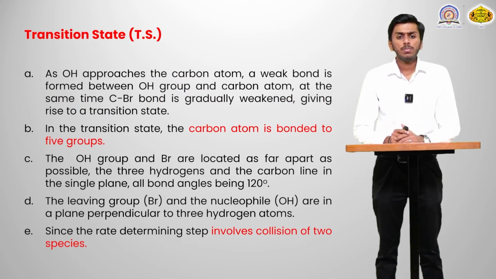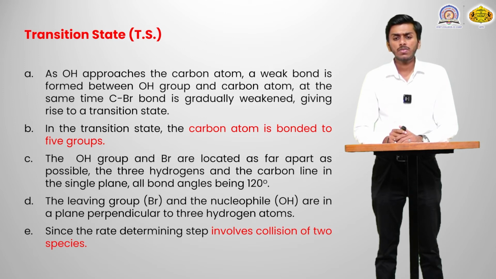Transition state. As OH- approaches the carbon atom, a weak bond is formed between the OH group and the carbon atom. At the same time, the C-Br bond is gradually weakened, giving rise to a transition state. In the transition state, the carbon atom is bonded to 5 groups. The OH group and the Br are located as far apart as possible. The 3 hydrogen atoms are in one plane, with a 120-degree bond angle between them. The leaving group bromide and the nucleophile are in the line perpendicular to the plane of the 3 hydrogen atoms. Since the rate determining step involves the collision of 2 species.